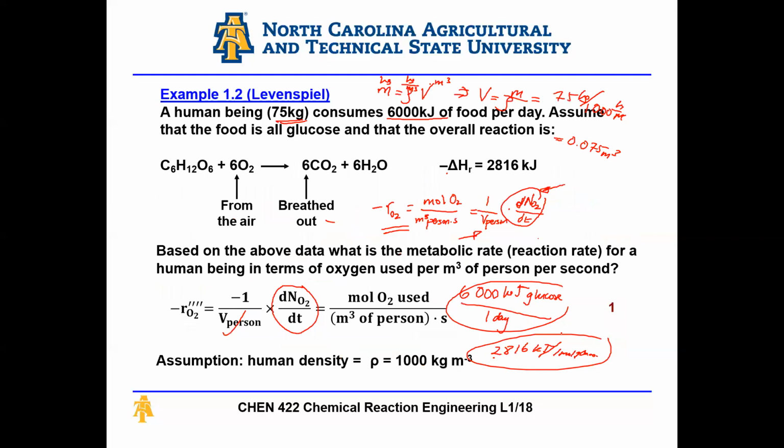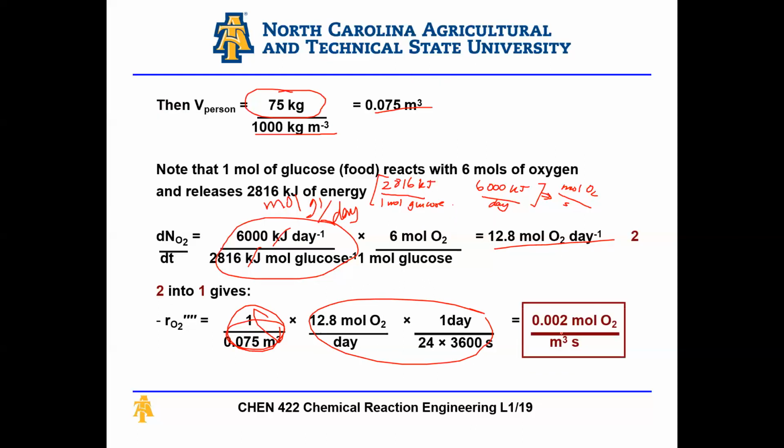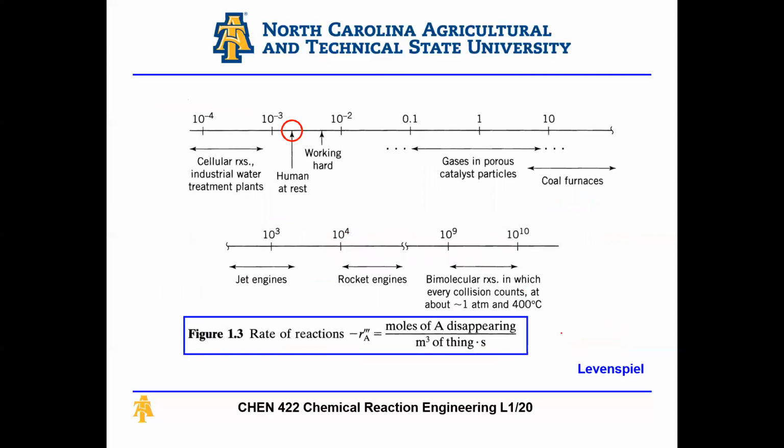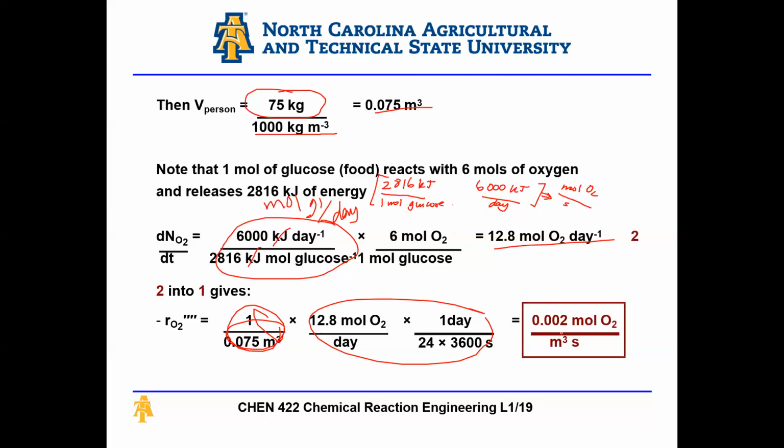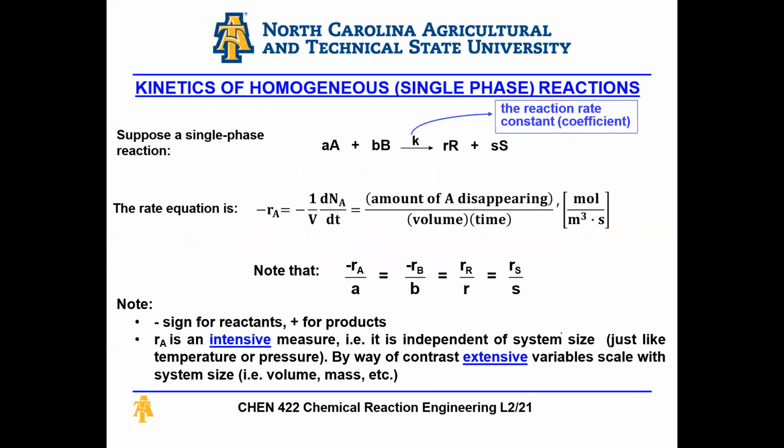Okay, so this is a simple problem, just go over it. Just a simple, motivating introductory problem for this course. And as you can see, the number we get here matches this figure, where the human at rest has a metabolic reaction rate of basically 0.002 moles of oxygen per second per meter cubed of human.